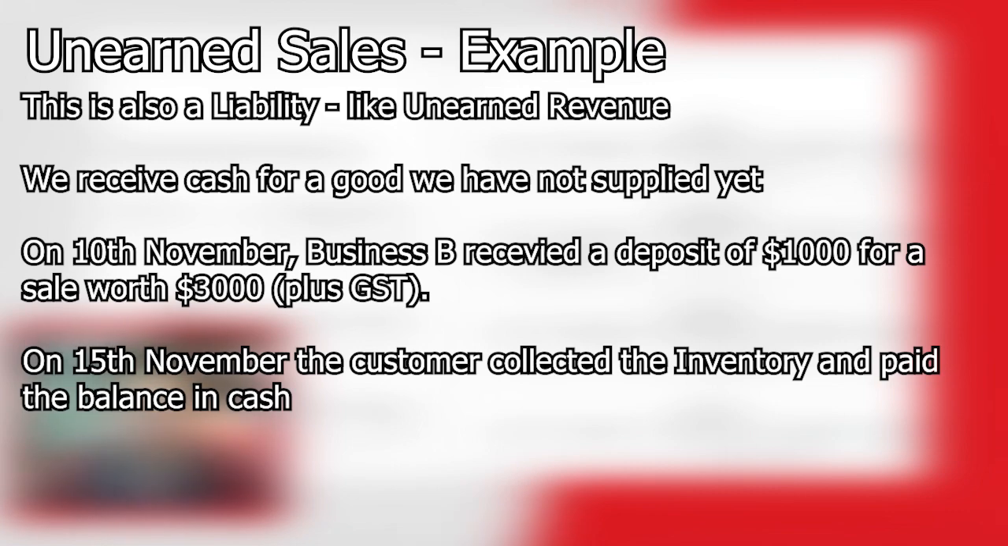So there was a $1,000 deposit. Then on the 15th, the customer collected their inventory. So that means the total sale worth $3,000 plus GST was then settled. And after that, we also note the inventory had a cost price of $500. So this is very similar to a cash sale with an extra step.